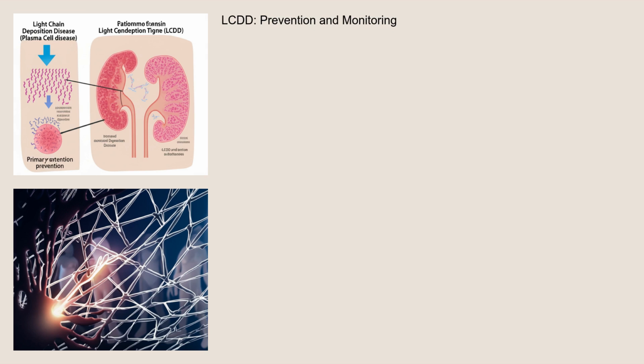Currently, there are no known preventative measures for LCDD. Because the underlying cause is often unknown, primary prevention isn't possible. However, early diagnosis and treatment can help slow the progression of the disease and minimize organ damage. Individuals with a known plasma cell disorder should be closely monitored for signs of LCDD.